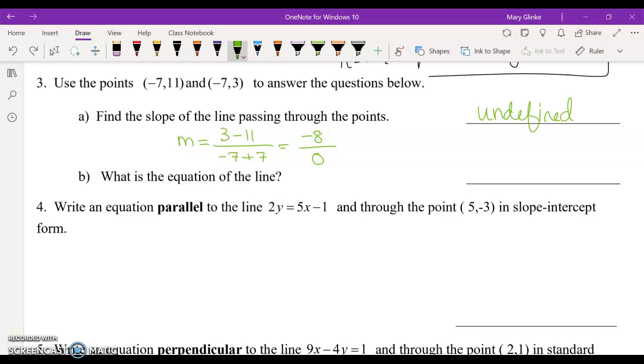Now, if you visualize something that's an undefined slope, we know it's going to be a vertical line. And because it's a vertical line, it is going to be x equals some number for our equation. Looking at our points, both of these have an x value of negative 7, so the equation that goes through both of those would be x equals negative 7.